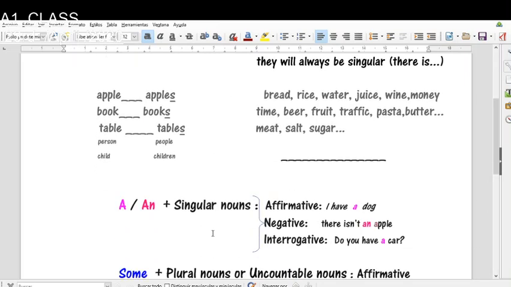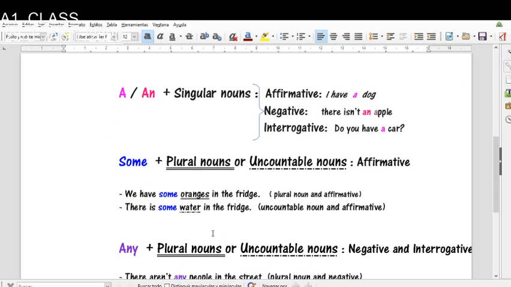Well, after that, we have to take into account, ¿qué teníamos en cuenta? Well, if we quantify, ¿qué cuantificamos? Si son singulares, singular nouns, always a or an. An delante de consonante, an delante de vocal. En afirmativa, affirmative, negative, and interrogative. For example, I have a dog. There isn't an apple. Do you have a car? Then, when it's singular, cuando es singular, siempre a o an.